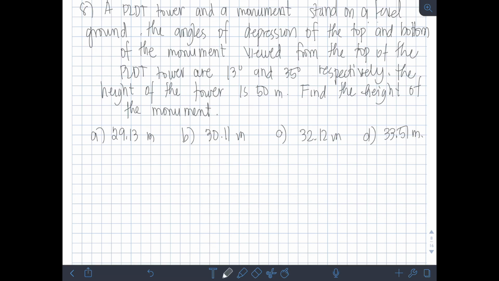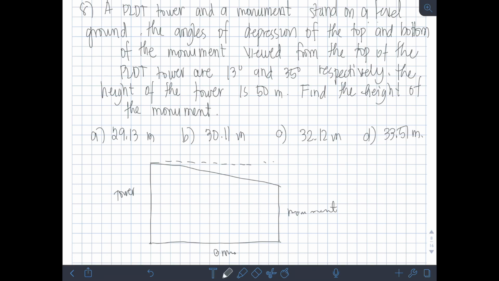Okay, so draw natin. So, sabi yung monument daw, yung tower, ay nagsistand on a level ground. So, ito yung ground, okay? Tapos, let's say ito yung PLDT tower. Tapos, ito yung monument. Okay? So, sabi yung angle of depression daw nung top and bottom of the monument as viewed from the top of the PLDT tower. So, mula dito, yung angle of depression daw nung top nung monument, ito. So, ito yung horizontal.